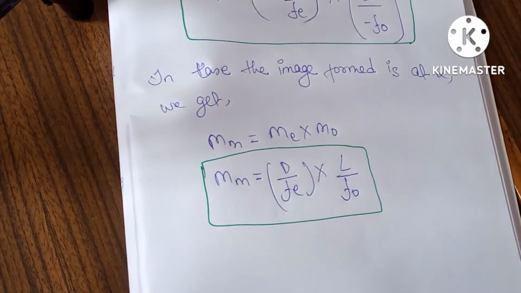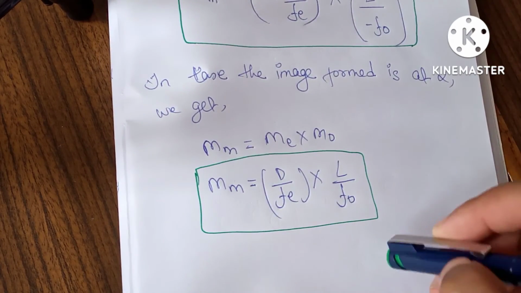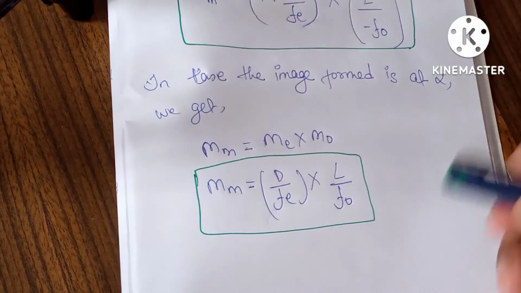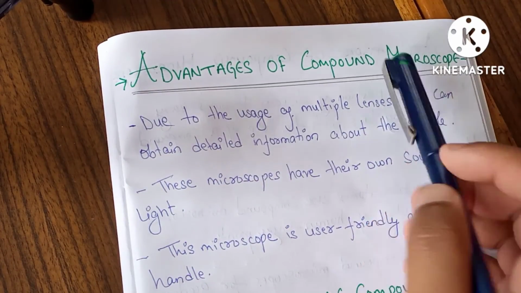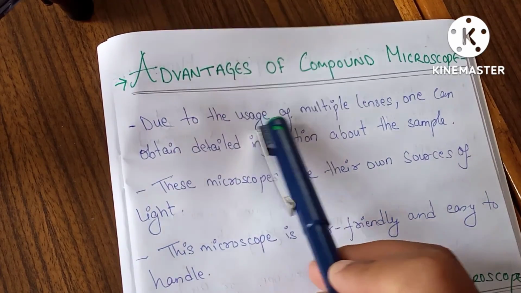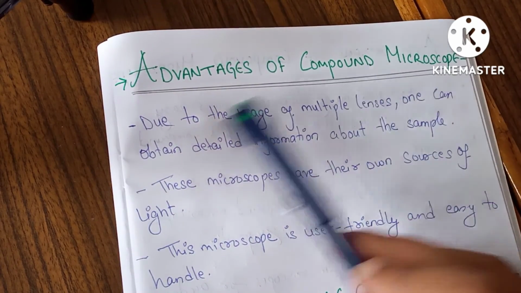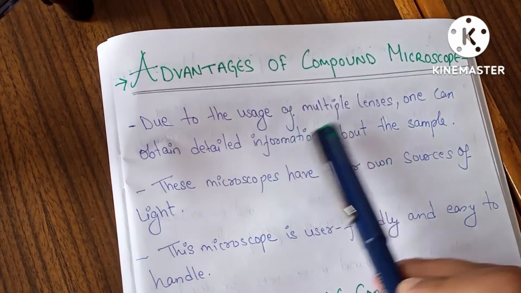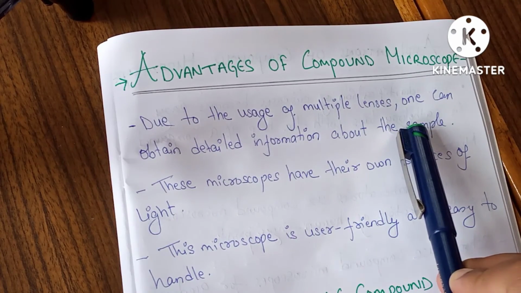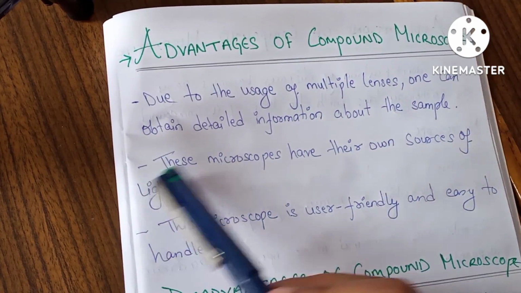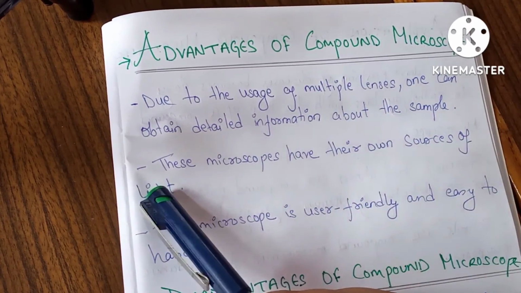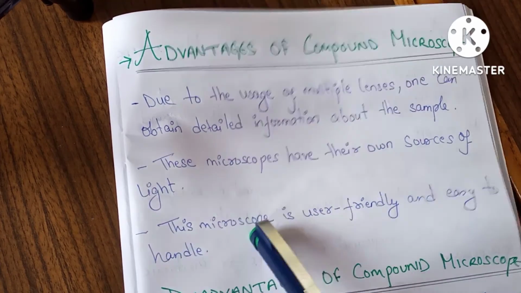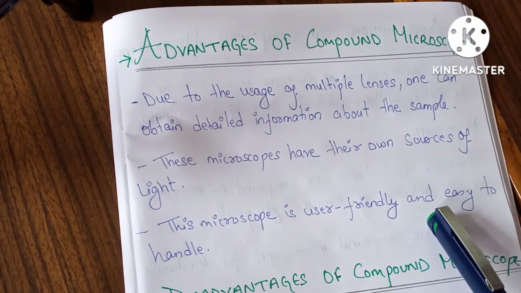Now we'll see the advantages, disadvantages and applications of the compound microscope. First, we'll see the advantages. Due to the use of multiple lenses, one can obtain detailed information about the sample. This is advantage number 1. Number 2, these microscopes have their own sources of light. And number 3, this microscope is user friendly and easy to handle.